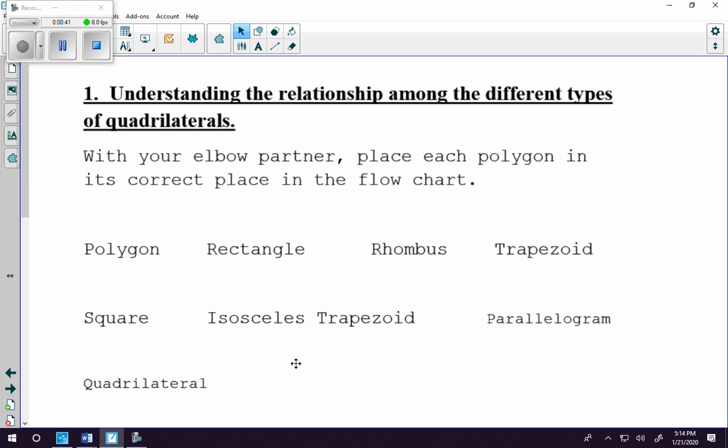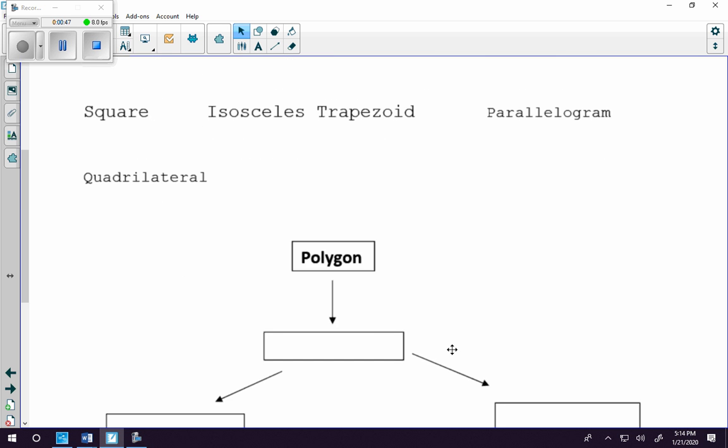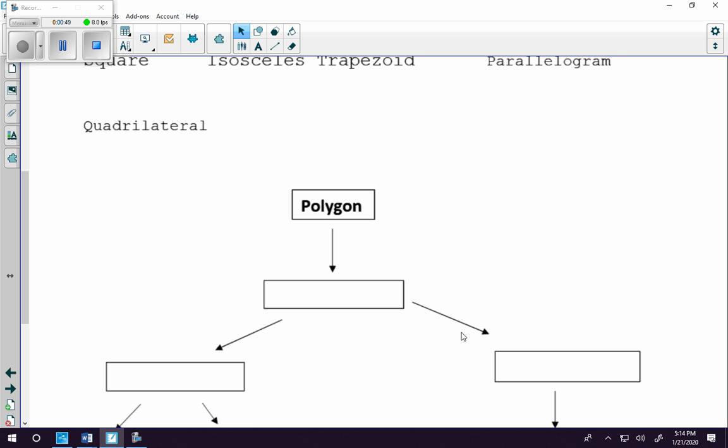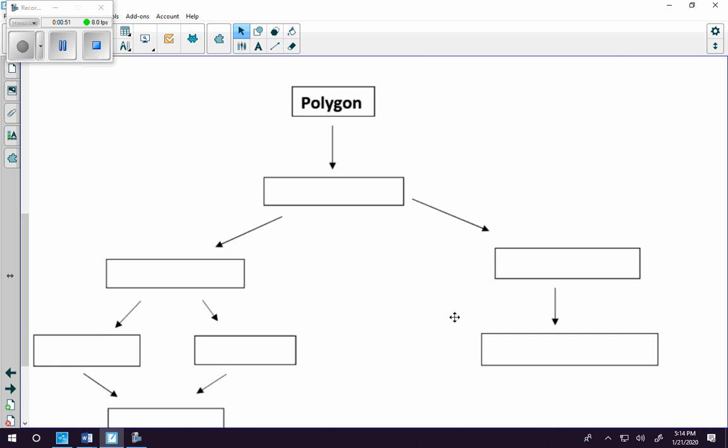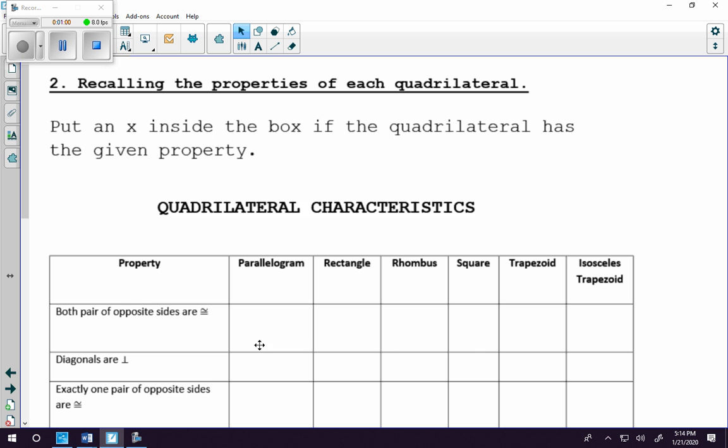If we flip over to the first objective, this is the polygon flow chart, which we covered in 6.5 and you've probably seen in a section before that. We're not going to go through the flow chart, but just remember, as you move down the flow chart, we're getting more specific, and you branch off to the left and the right based upon the different types of quadrilaterals. Let's take a look at recalling the properties of each quadrilateral.